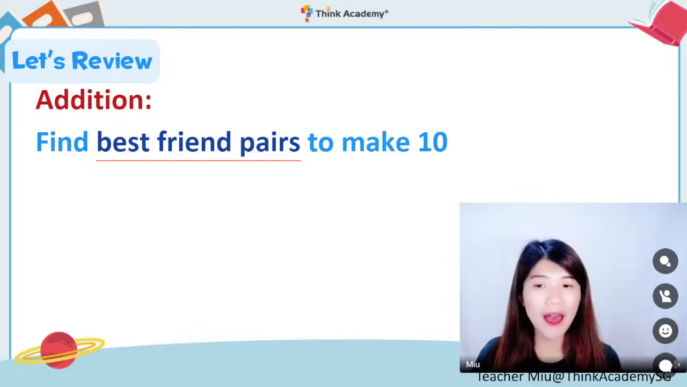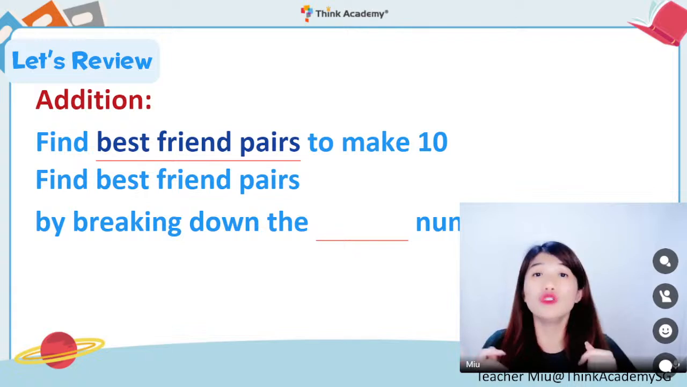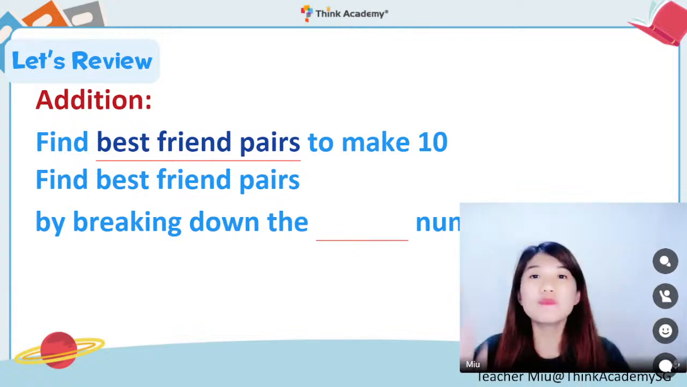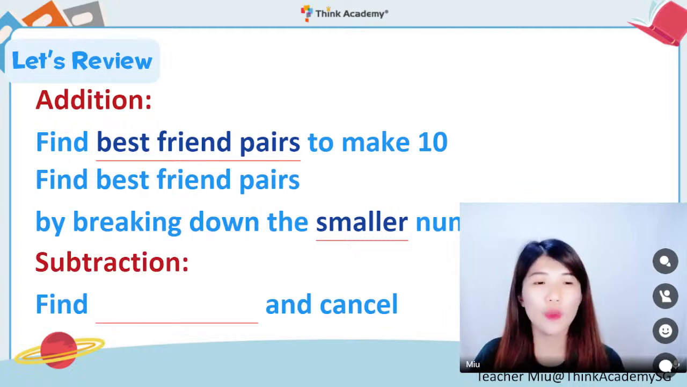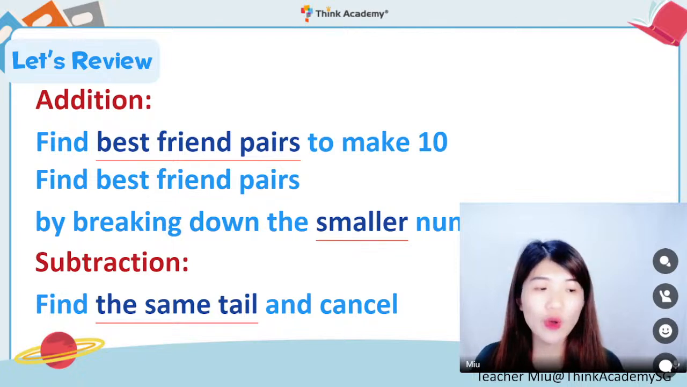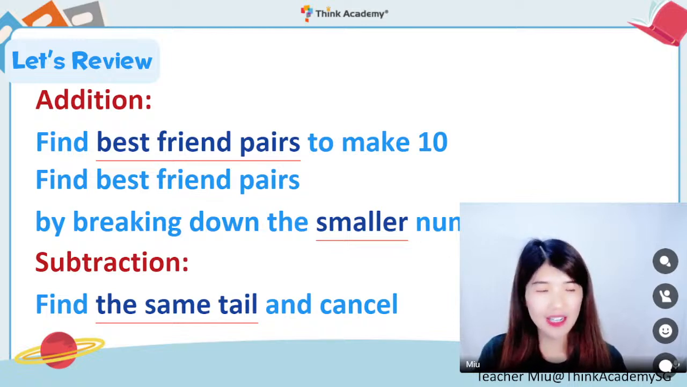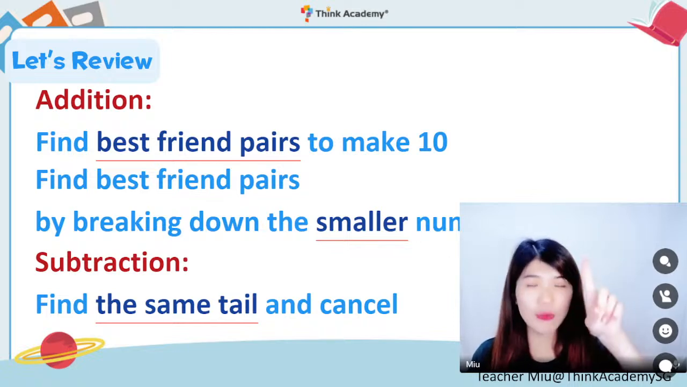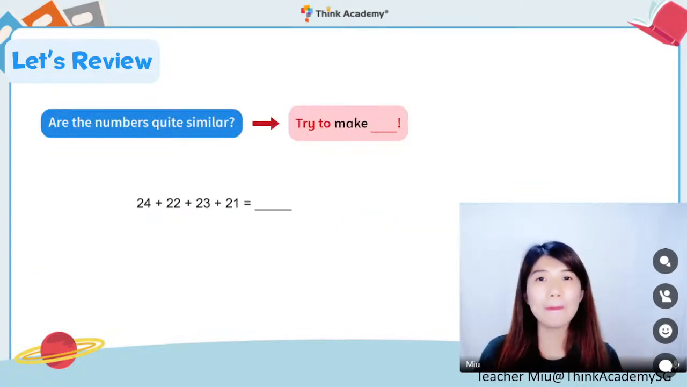Apart from best friends pairs, sometimes we cannot directly find them. You can just break down the smaller number to find the best friends pairs. And also, when we are doing subtraction, you can just find the same tail and cancel. That will make our calculation much faster. So this is about lesson 1 that we have been through. What about lesson 2? We talked about the make tens method, right?